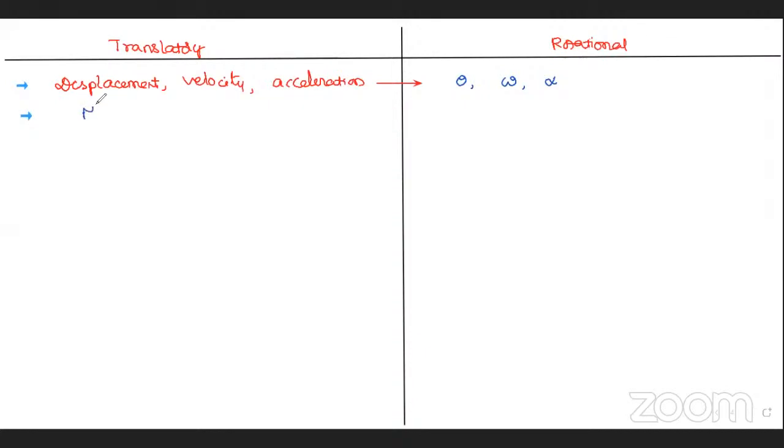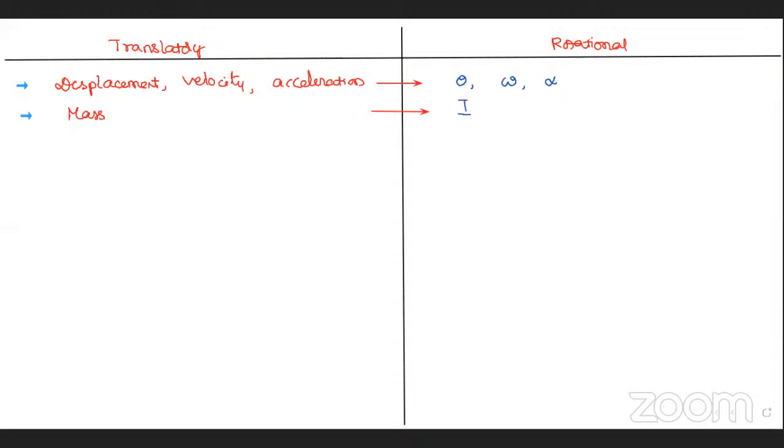Then second one. Here, the mass of a body. It is actually analogous to whom when you come to rotational? Anyone identify? Mass measures inertia. Who measures inertia here? Moment of inertia. Yes, moment of inertia measures the inertia in rotational motion. So mass is identical to I.